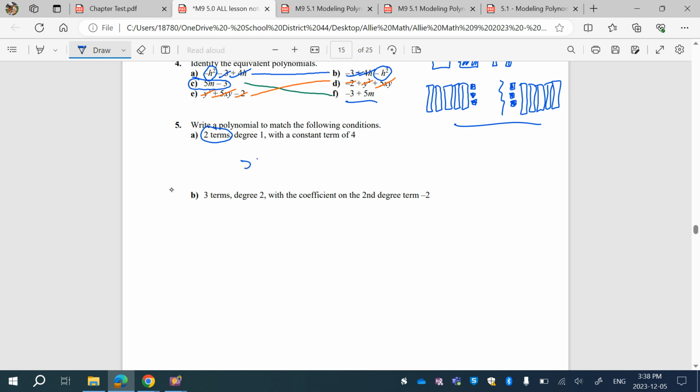So we can do x. That's a term. It has an invisible 1 there. And we have a constant term of +4, so just +4. So is this 2 terms? Yes. Does it have a degree of 1? Yes, that's our highest exponent. And does it have a constant term of 4? Yes. So ding, ding, winner, winner.